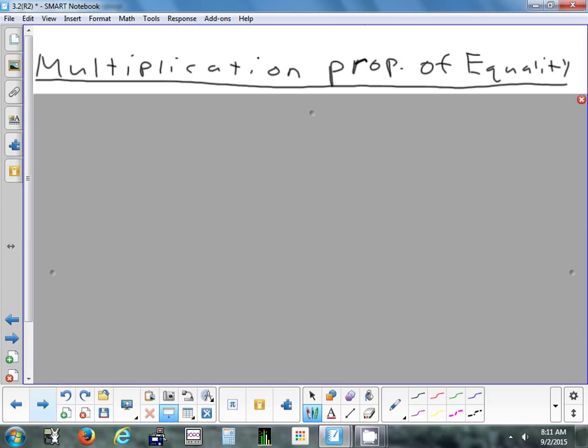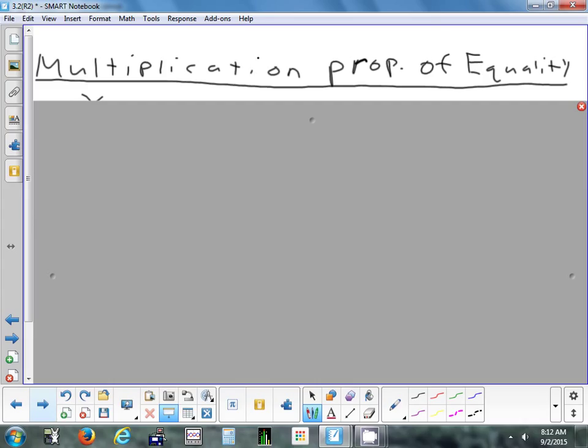Multiply and divide. So sometimes when we multiply and divide, we've got fractions and decimals. We might have to use a calculator for some of that too. All right, multiplication property of equality. We had the addition property of equality, which said you can add the same number to both sides. We had the subtraction property, which said you could subtract the same number from both sides.